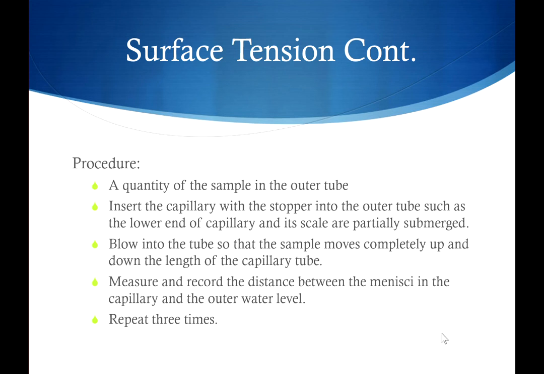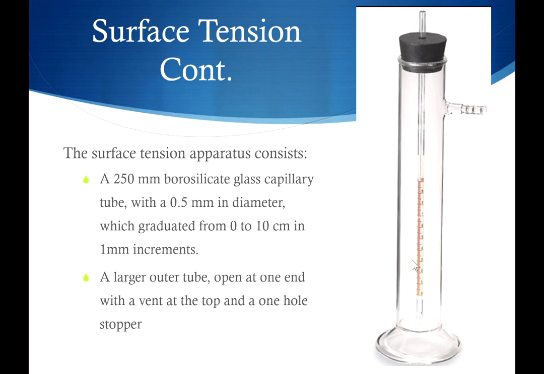So the steps to get the surface tension are to place a quantity of the sample in the outer tube, in this case water, and then insert the capillary tube with the stopper into the outer tube, such that the lower end of the capillary and the scale are partially submerged. So for example, the capillary tube is inserted here and we need to place water until here. The capillary tube has to be partially submerged into the liquid.